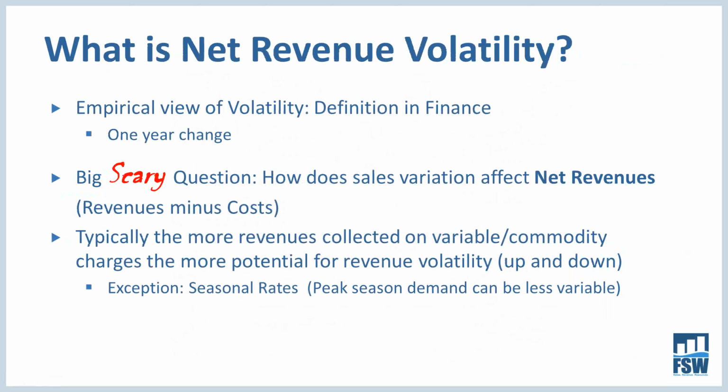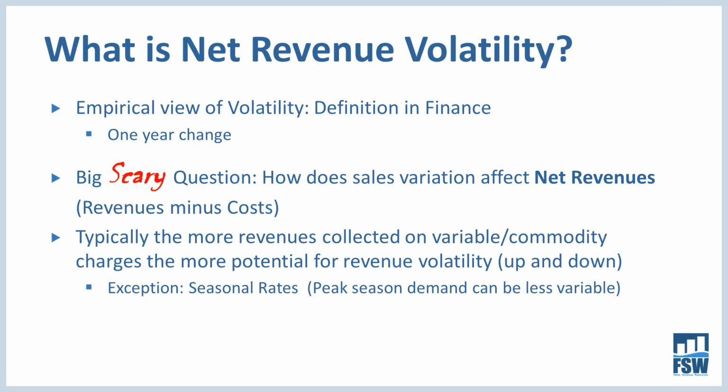Note that it's not just a revenue question. It's the difference between your expected revenue and the cost that you're going to have to meet. So if we take just a 1-year view of revenue volatility, being this difference between revenue and cost, net revenue, the big scary question is, if your water sales vary on a year-out basis, how is that going to affect your net revenue?